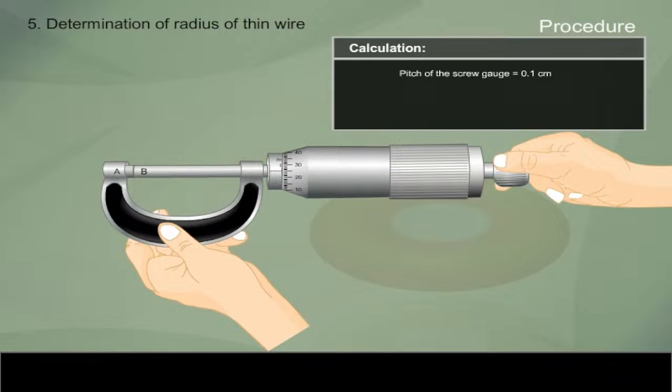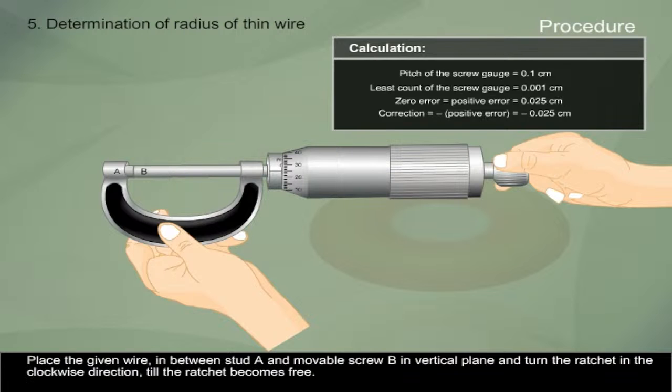Determination of the least count of the screw gauge: pitch of the screw gauge is 0.125 centimeter. Then determination of radius of thin wire: positive zero error of the screw gauge is 0.025 centimeter. Correction due to zero error is minus 0.025 centimeter.